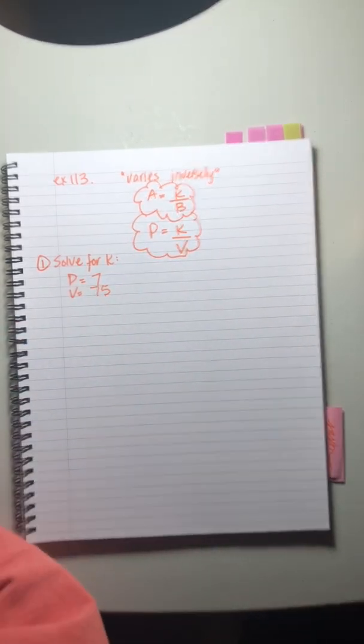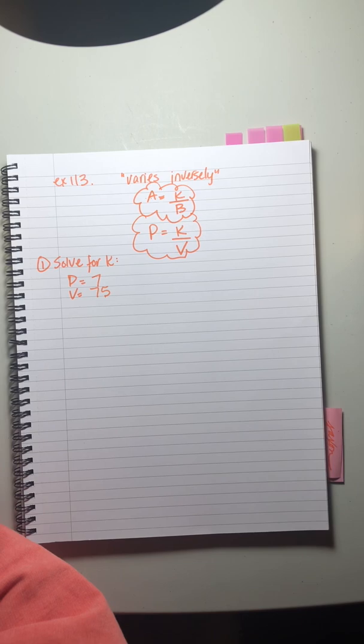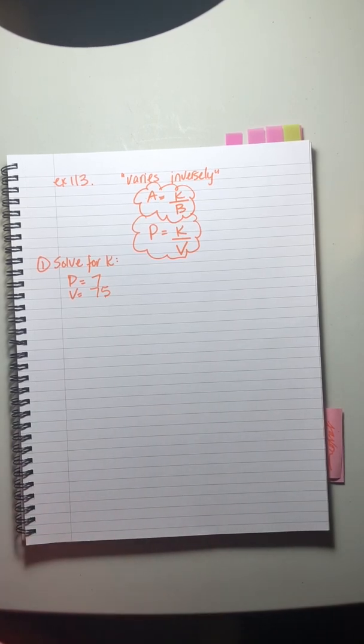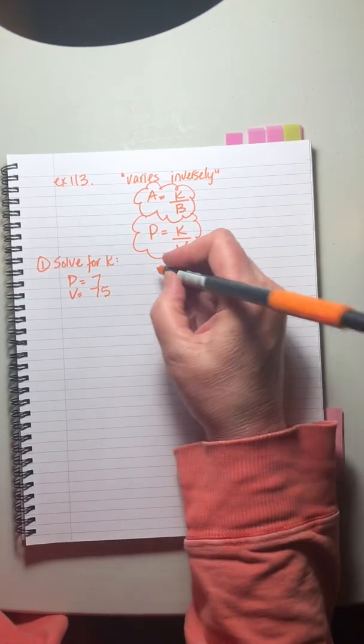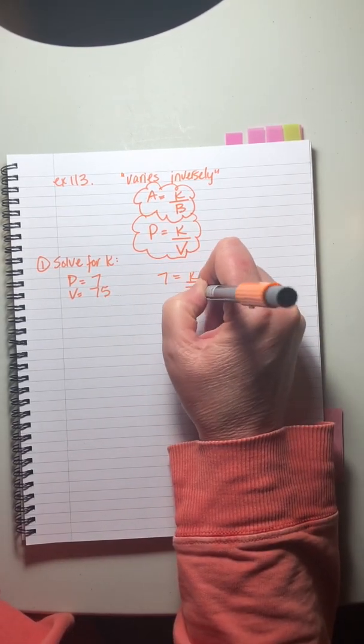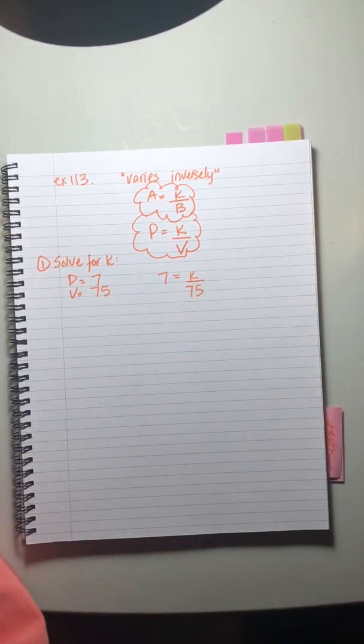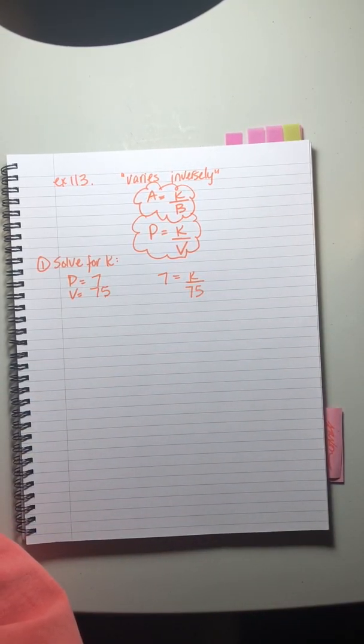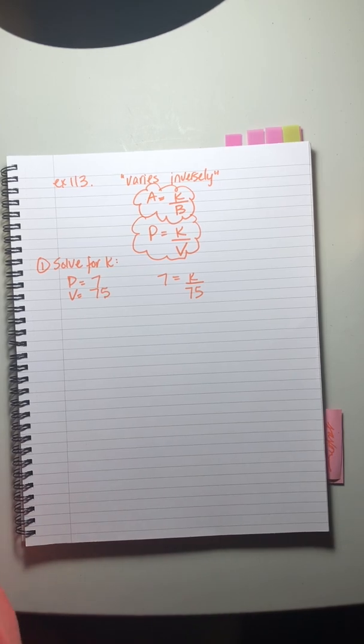Okay. Well, we can do that, right? So now we're ready to solve for K. We're going to set it up like this. So it'll be 7 equals K over 75. All right.